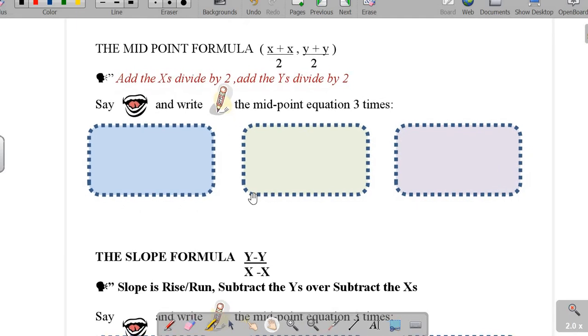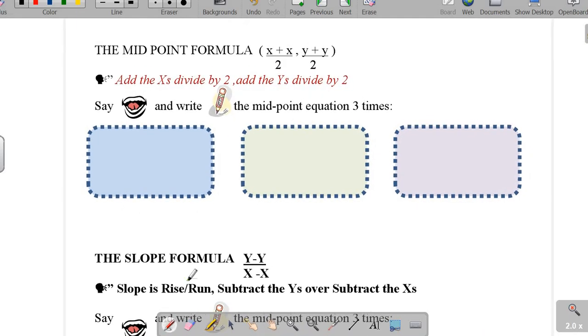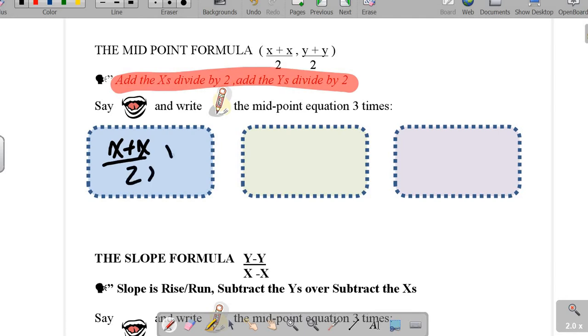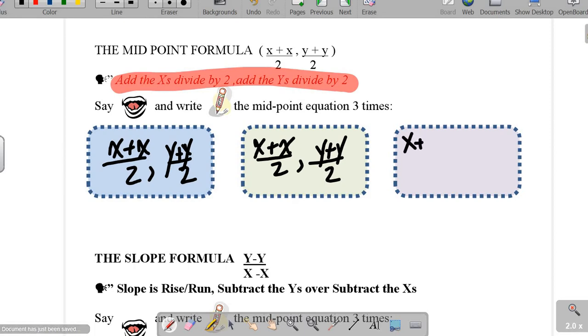Let's say and write the midpoint equation 3 times. You're saying and writing at the same time. The midpoint equation is add the x's, divide by 2, add the y's, divide by 2.